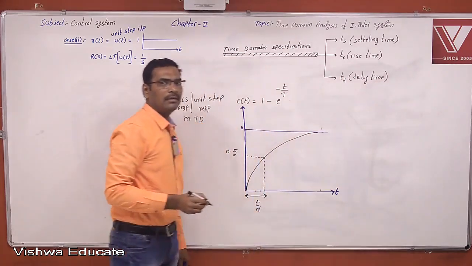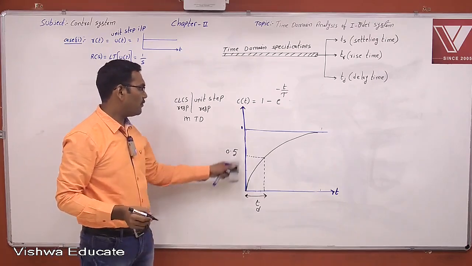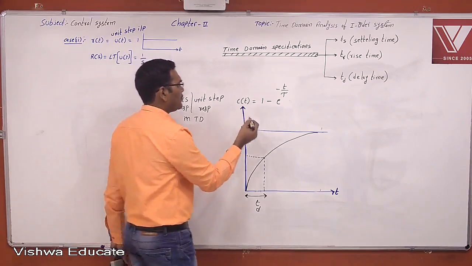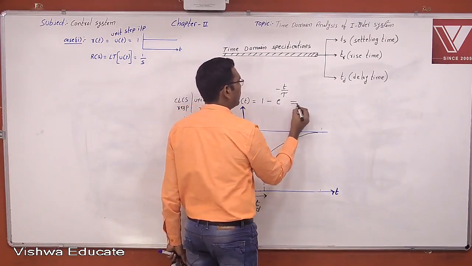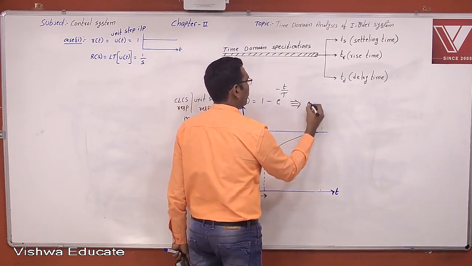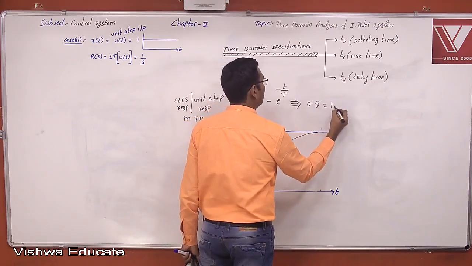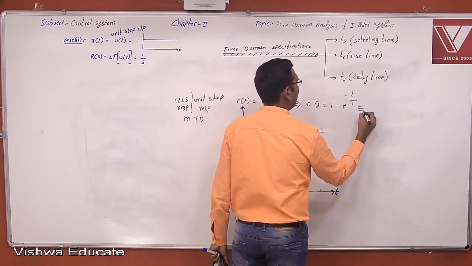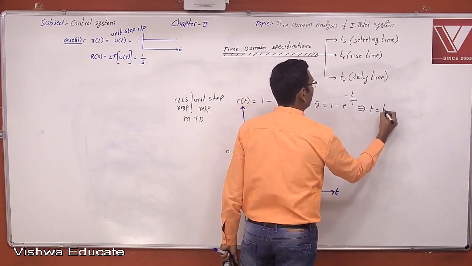Students, the time taken by the response to reach 50% of the final value is called the delay time. Now this is the response. How can we do the derivation for this? The response will reach 50%, which is equal to 1 minus e power minus t by tau. Then you find the time. That time is nothing but the delay time.